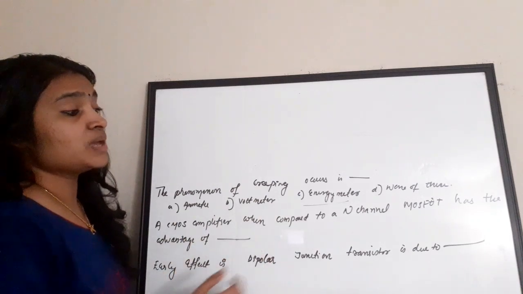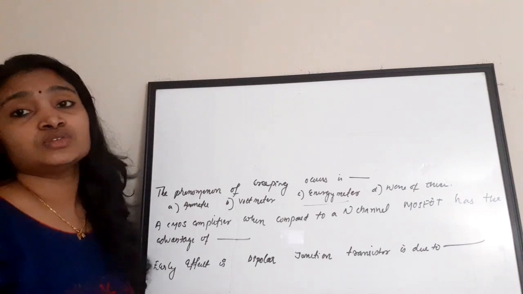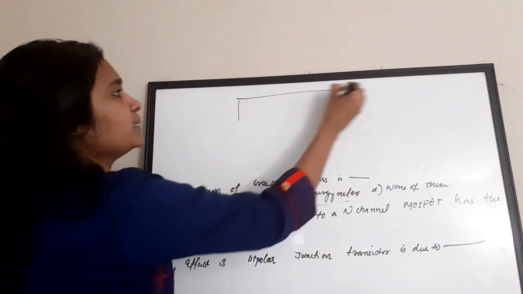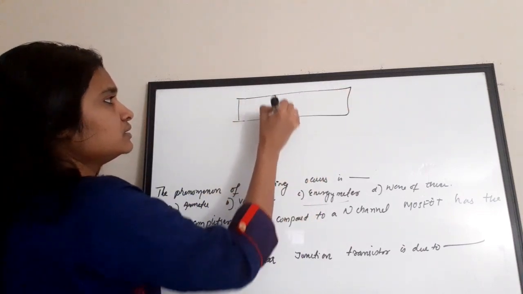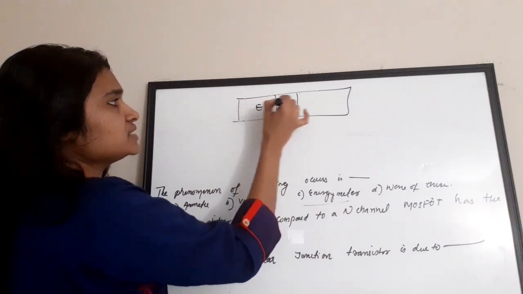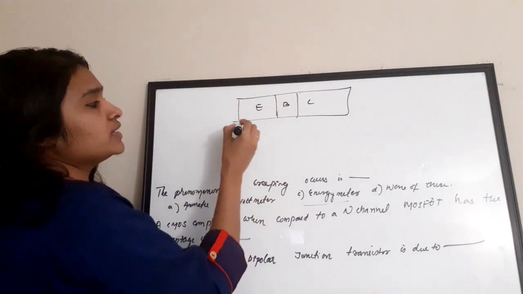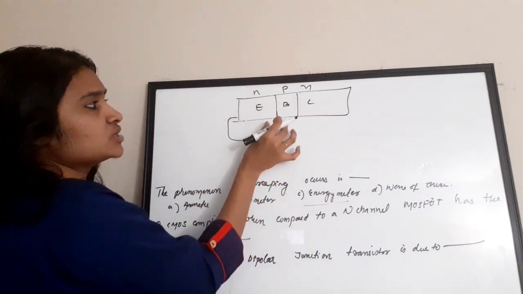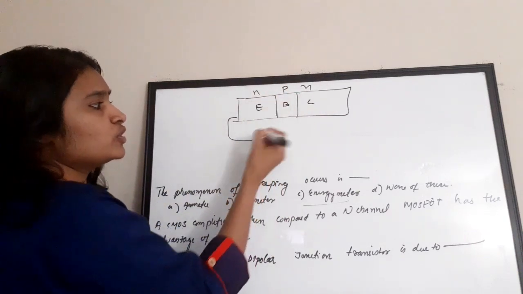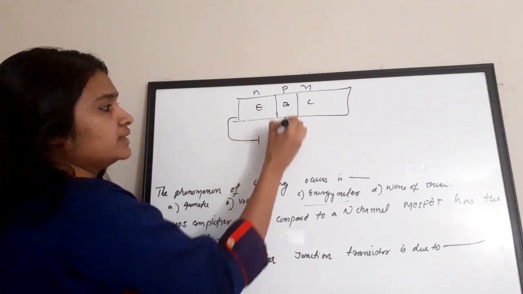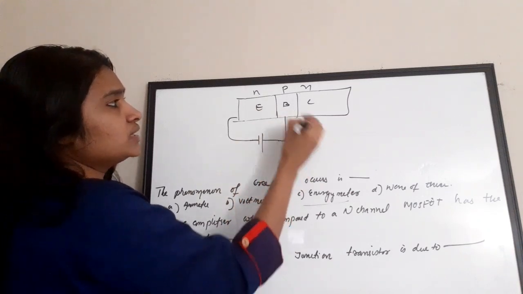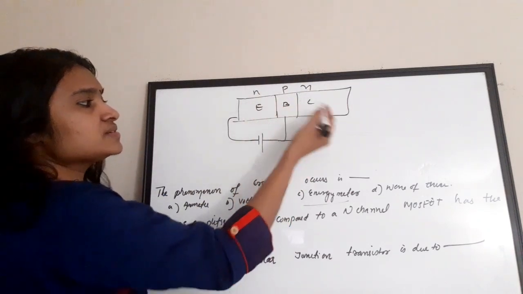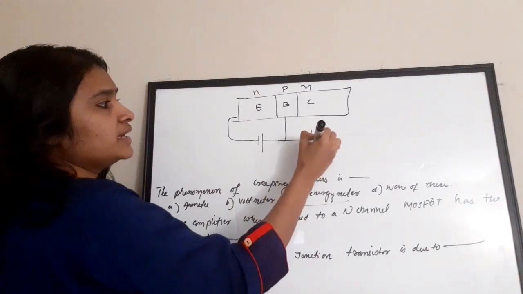Early effect in bipolar junction transistors is due to dash. So, if you see a bipolar junction transistor, I'm going to draw a rough figure. There is an emitter, there is a base, there is a collector. Okay, if this is an NPN transistor, then the emitter base junction is forward biased. Then it is like this only. And the collector base junction is reverse biased. So it will be like this.